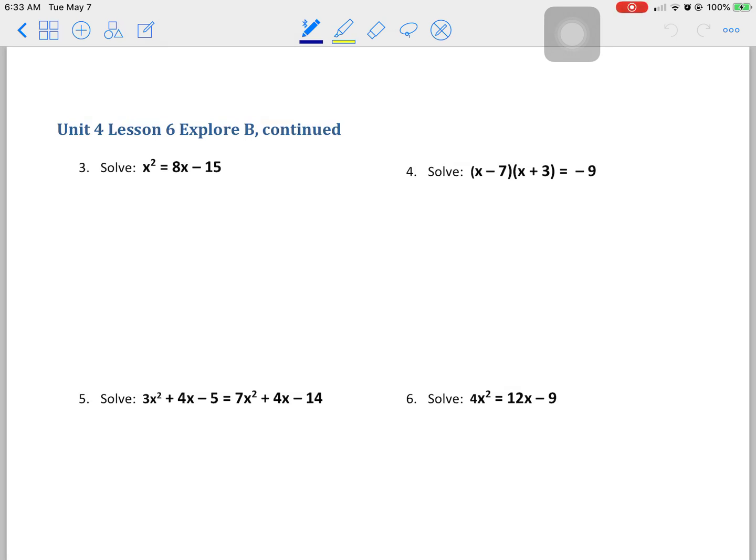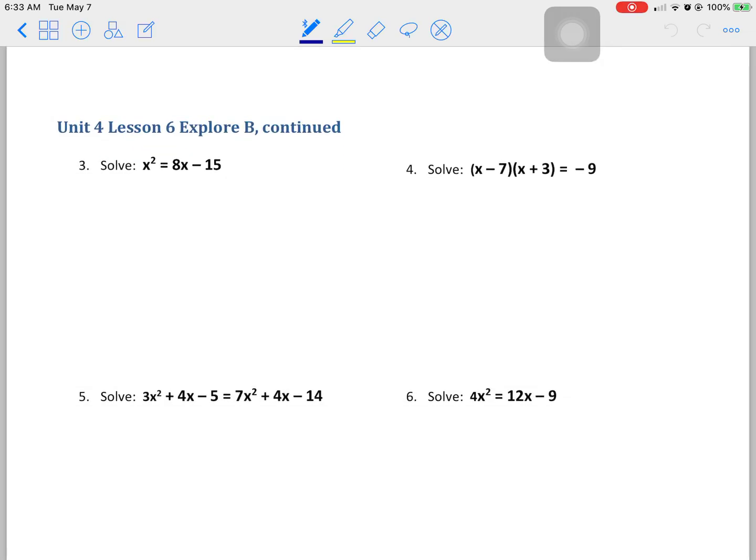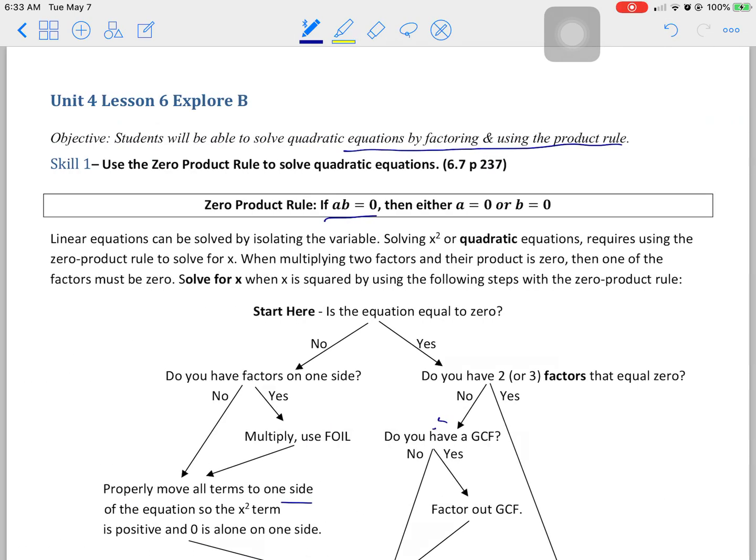Right, Unit 4, Lesson 6. Continue the explore. Remember, we're thinking about this flow chart here.